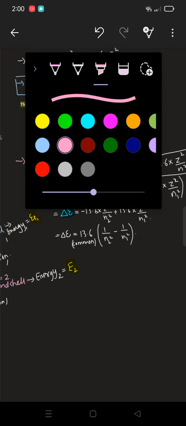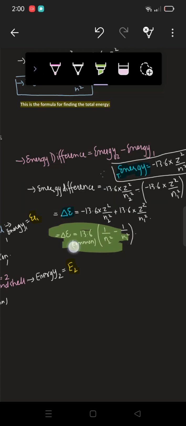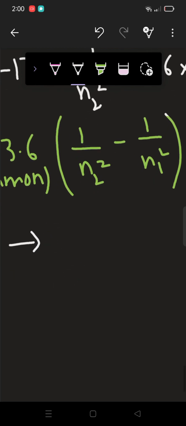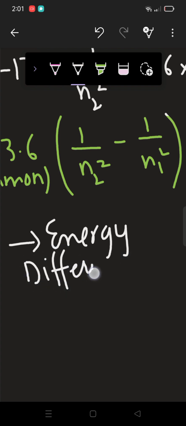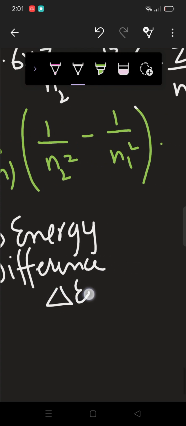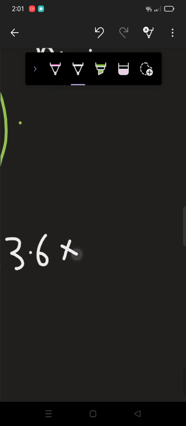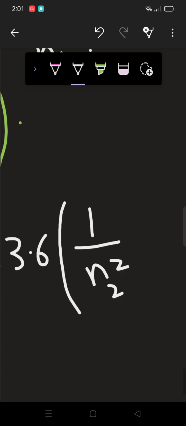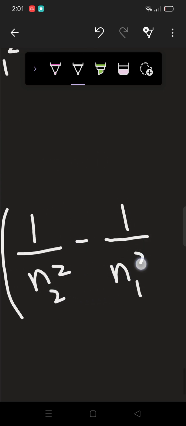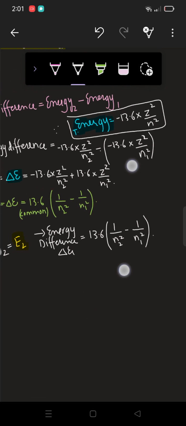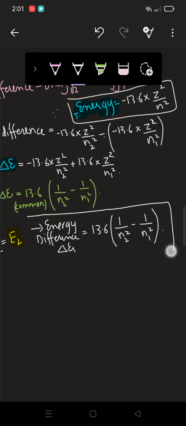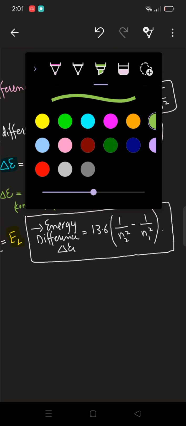Wait, let me highlight this a bit so that I can now write the actual formula of the energy difference. So energy difference, or del E, is equal to 13.6 into, in the bracket, 1 by n2 square minus 1 by n1 square. This is the formula for finding the energy difference between the two orbits or shells. So this is our actual formula.